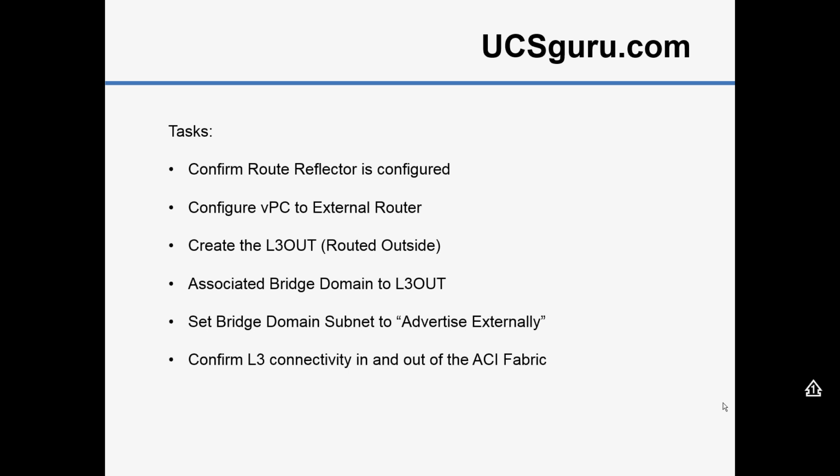Then we're going to configure our VPC to the external router, in this case an OSPF external router. Then we're going to create our L3OUT, our routed outside, associate that bridge domain to that L3OUT, and then set our bridge domain subnet to advertise externally. And then we're going to do some confirmation that we've got connectivity in and out of the fabric.